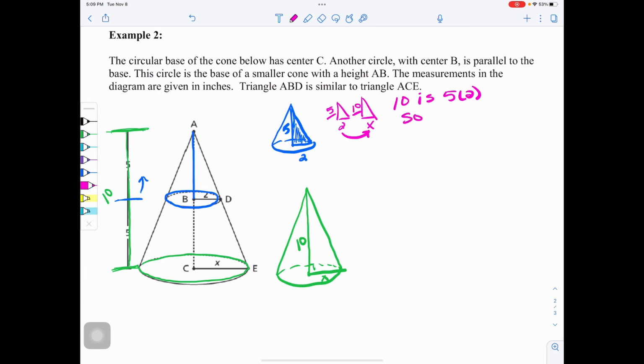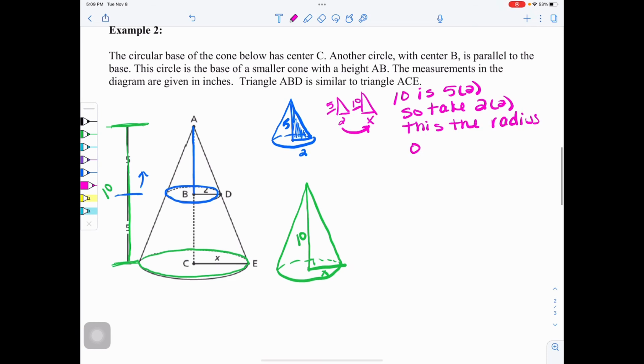So now I can take 2 and also multiply it by 2, the base. And if I do that, that gives me the radius. This is the radius of the larger cone. So just paying attention that this got multiplied by 2, which means this also needs to be multiplied by 2. So now I know in my new picture that that x value is actually a 4. So I'm going to cross that out and make it a 4 instead. So now I have the dimensions that I need.